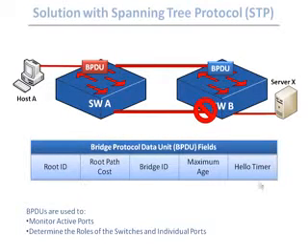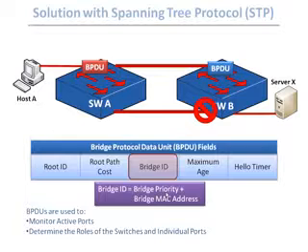These are the typical fields of the BPDU. The first is the bridge ID. The bridge ID is basically the combination of the bridge priority and the bridge MAC address, which we already said every switch has. That means every switch has a unique bridge ID, because even though the priority may be the same, no two switches have the same MAC address, so they will always have two different bridge IDs.